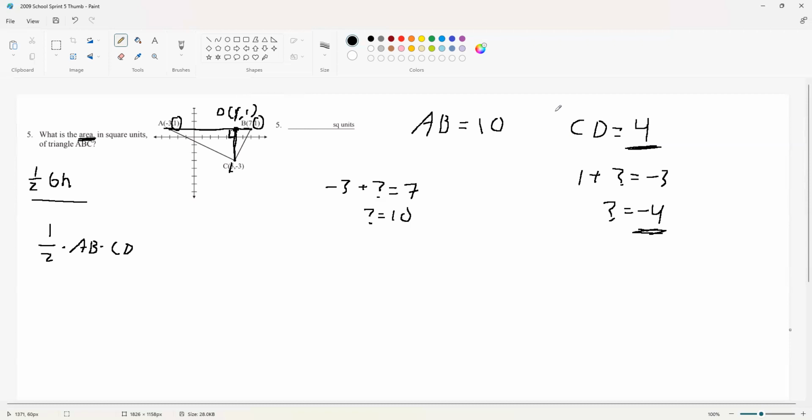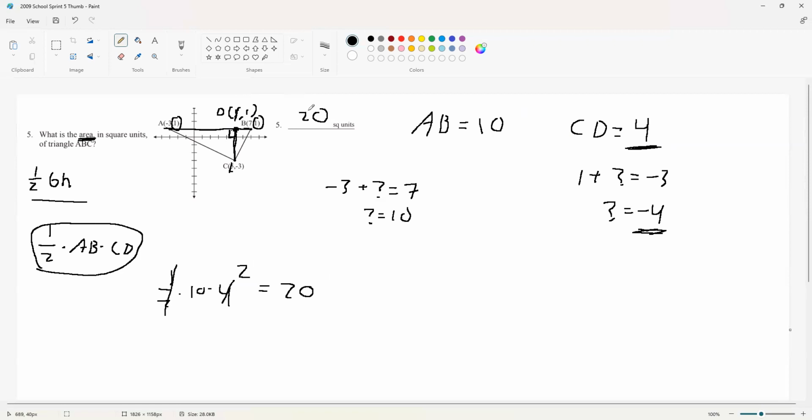Anyways, now we're going to take these values and plug them into the formula we have. So we have 1/2 times 10 times 4. I'm just going to simplify here really quickly. I'm going to simplify the 1/2 and the 4, turning the 4 into 2, because 4 divided by 2 is 2. That's just some quick and easy simplification we can do. So we're left with 10 times 2, which gives us 20. So our answer will be 20 square units.